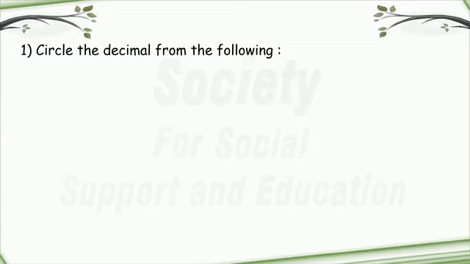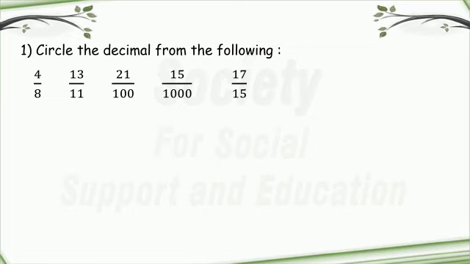Here we have to circle the decimal fractions from the following. We will start with the decimal fraction. So we have 4 over 8, 13 over 11, 21 over 100, 15 over 1000, and 17 over 15. The decimal fraction is the fraction that has in its denominator a power of 10, or we can make an equivalent fraction that has in the denominator a power of 10. So for 4 over 8, we can multiply 8 by 125, then we will get 1000. So 4 over 8 is a decimal fraction.